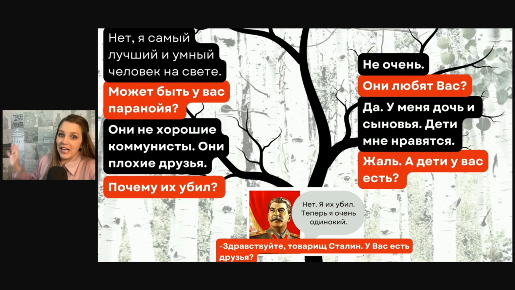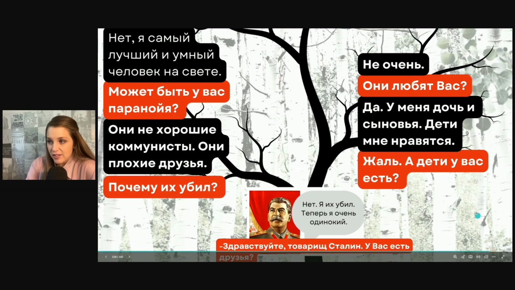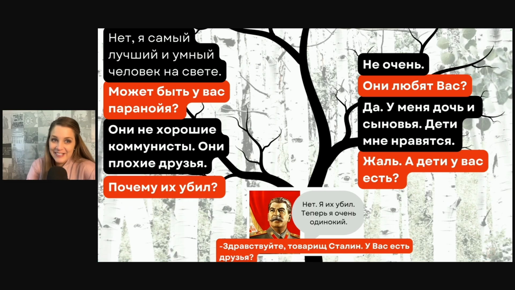Okay, so imagine we get to have this conversation with Stalin, but at our very limited, primitive abilities that we currently have in Russian. So we say, Здравствуйте, товарищ Сталин. У вас есть друзья? This is a больной вопрос, if you know anything about Stalin. Больной вопрос means a painful subject. Это больной вопрос to ask him if he has friends. У вас есть друзья? And he says, нет, я их убил. Теперь я очень одинокий. I have a sick and twisted sense of humor, by the way. So he says, no, I killed them, and now I'm lonely, right?